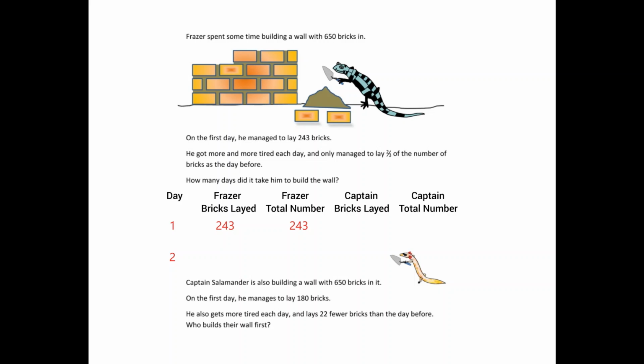Now I'm going to go right below with the picture of the bricks and Fraser. It says, on the first day, he managed to lay 243 bricks. This is where we're going to utilize our chart here. As you can see, I've written out day, Fraser bricks laid, Fraser total number. I also have Captain bricks laid and Captain total number, because the second problem involves Captain Salamander here at the bottom, and we're going to fill in his information after we fill in Fraser's here.